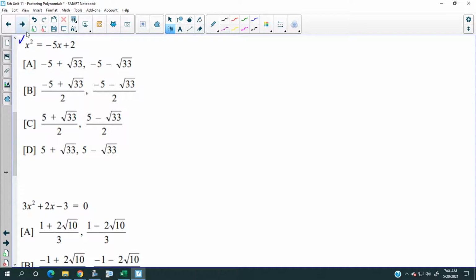All right, now for this one, here, I'm gonna move everything to the left side of the equal sign, so I'm gonna add 5x and minus 2. So this is x squared plus 5x minus 2 equals 0, all right? So a is 1, b is 5, c is negative 2. Again, let's rewrite the quadratic formula, all right? This time I'll let you write it first.